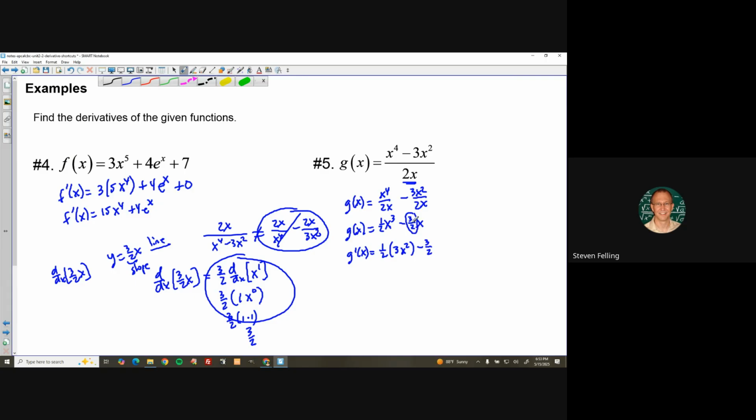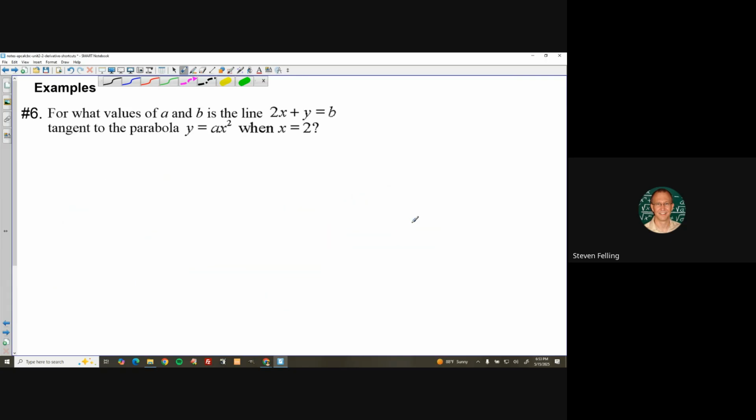Okay, let's take a look at a couple more examples. Now these two are quite a bit more involved, and this first one, you could definitely see something like this on the AP test. The next one is quite a bit more involved and not very common, but this is pretty common. For what values of a and b is the line 2x plus y equals b tangent to the parabola y equals ax squared when x equals 2? Wow, a lot going on.